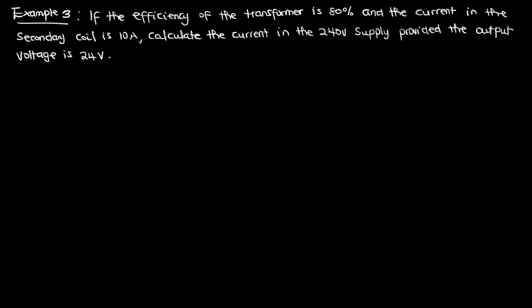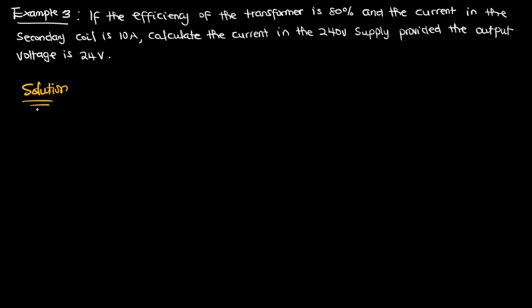So they are saying if the efficiency of a transformer is 80% and the current in the secondary coil is 10 amperes, we are to calculate the current in the 240 volt supply, provided the output voltage is 24 volts. Are you okay? So this is also a very simple problem. So let's write down our solution and look at it.